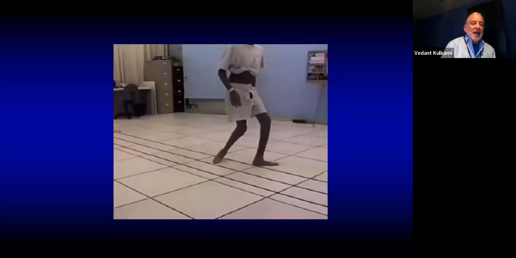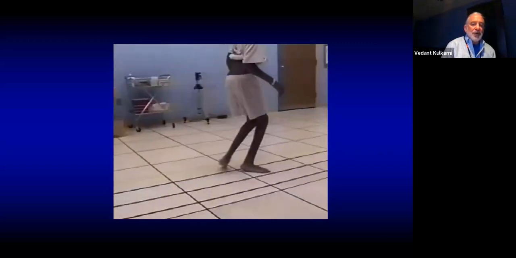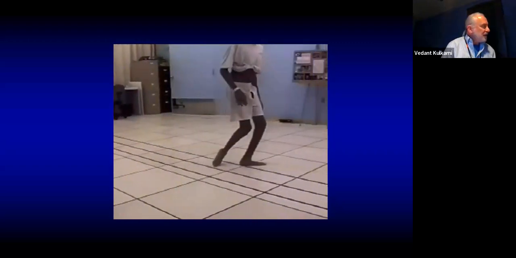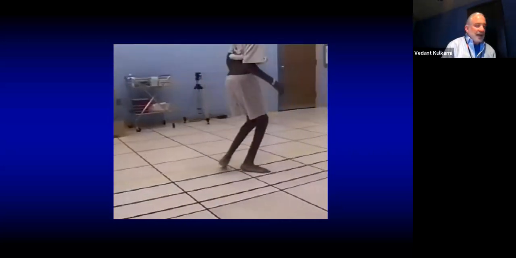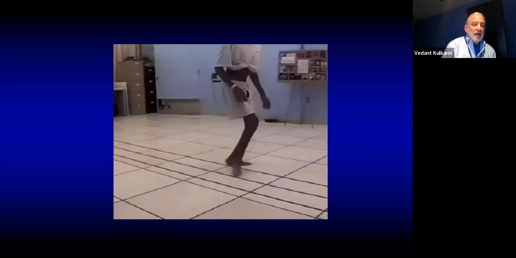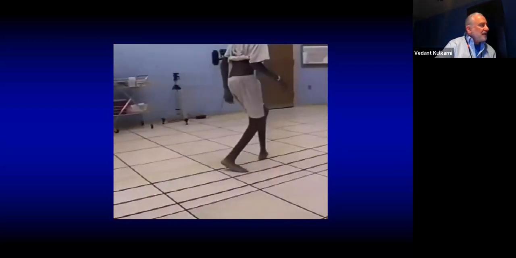Now, this is the kind of kid who we can help. He had the wrong surgery, but it was underdone instead of overdone in terms of too much stuff. He's light, he's strong, and he has good motor control. So you can have dramatic improvements in somebody like this.